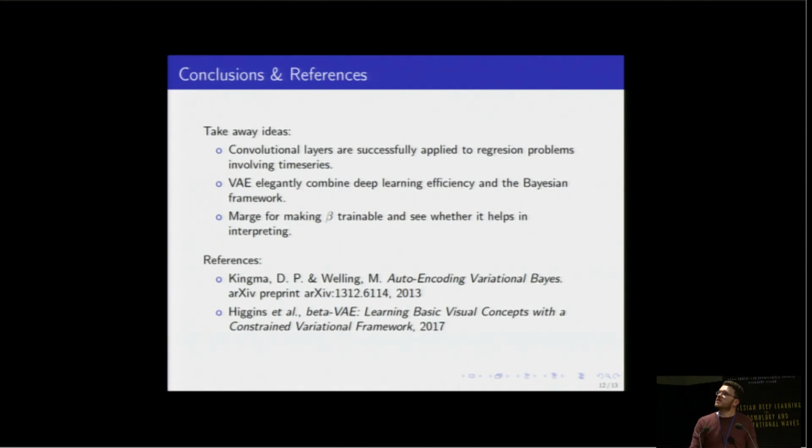So I can leave you with a conclusion. We've been using convolutional layers to solve a regression problem, and this is quite successful. The VAE is an elegant framework to address the denoising problem and to have a sense of these uncertainties, although it is not clear yet. And we have margin for improvement to make beta trainable and help in interpreting the probabilities. That's it for me.